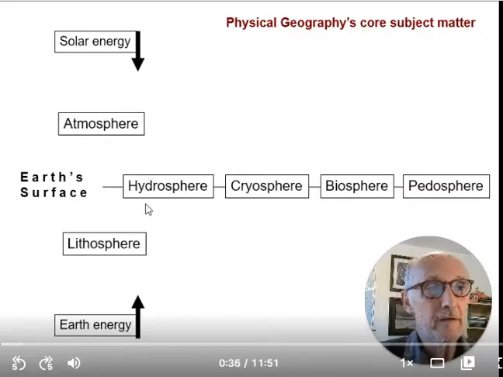The hydrosphere, those parts of the Earth's surface system that involve or include or are composed of water. Cryosphere, the frozen portions of the Earth system, glaciers, ice in the atmosphere, and so on. The biosphere, the living parts of the system, and the pedosphere, which is the soil-related part of the system.